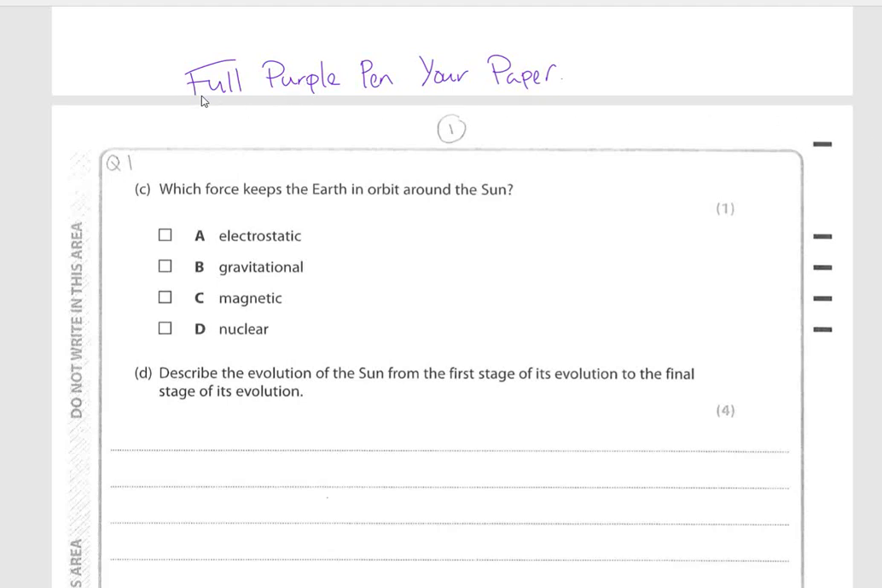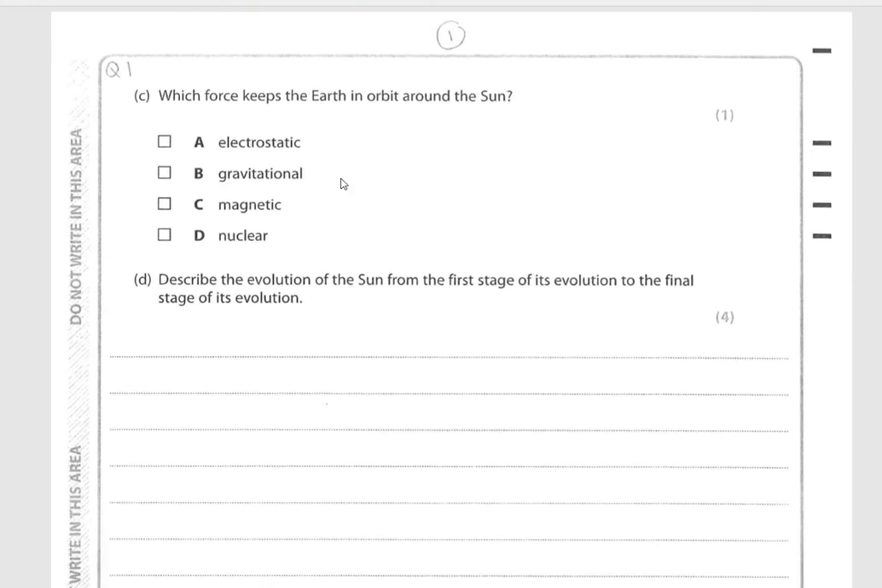Now, remember to fully open your work and your paper fully. Now, let's start with question one. Question one: the force that keeps the Earth in orbit around the Sun. This one is straightforward. All of you guys got this correct. So this is gravitational force.